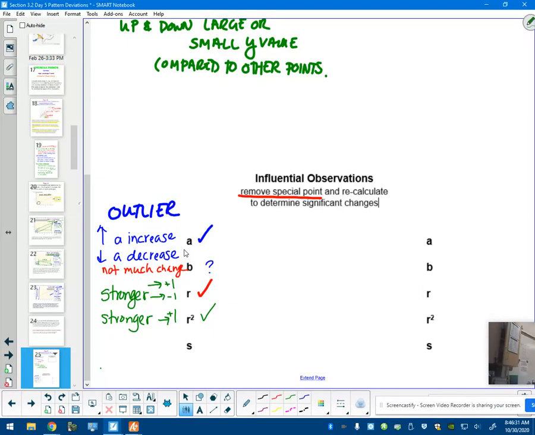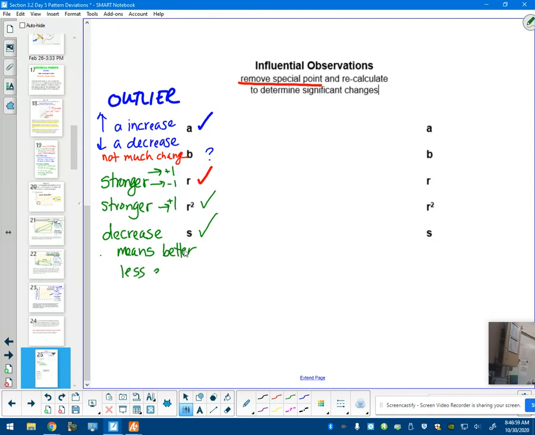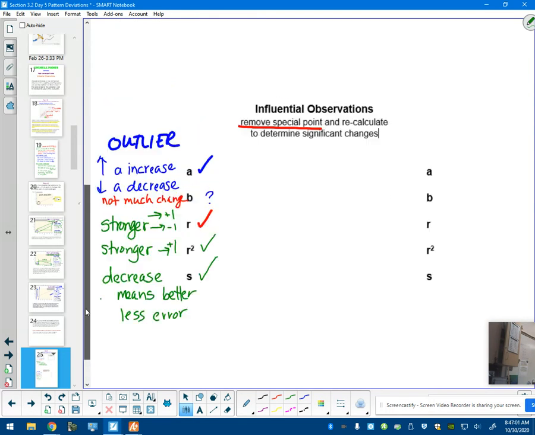And S is going to get better, which means we have less error. So what's S going to do to get better? Decrease. So this is usually going to change. This is going to decrease. And decreasing is a good thing for us because that means better, because that means less error. Does that make sense?